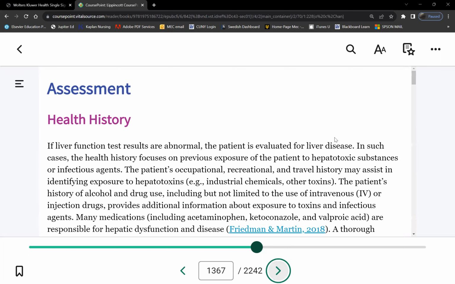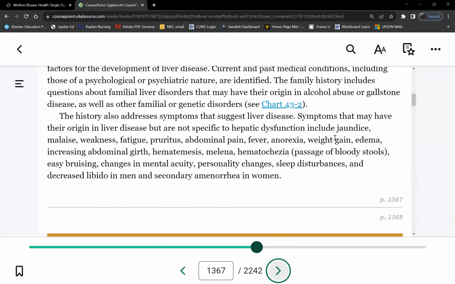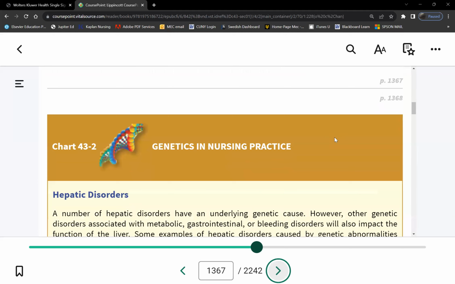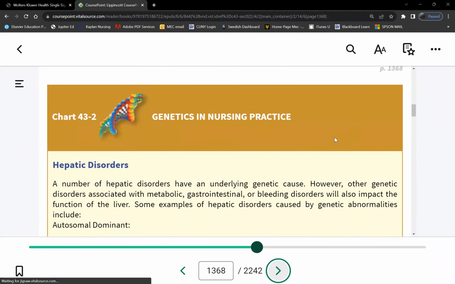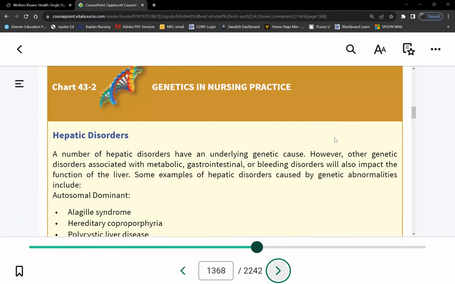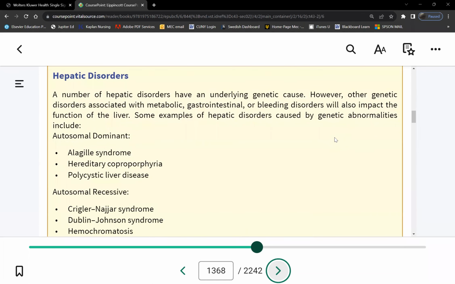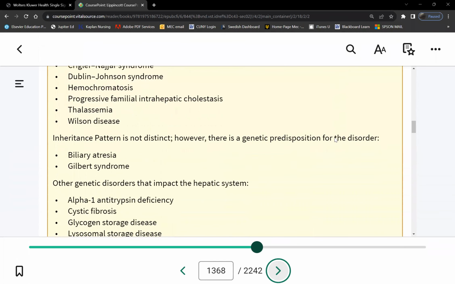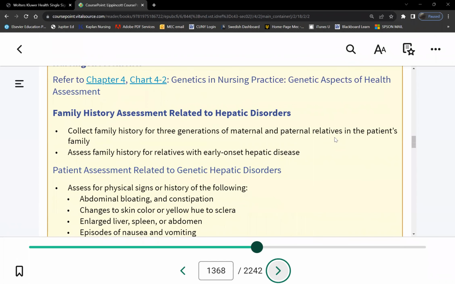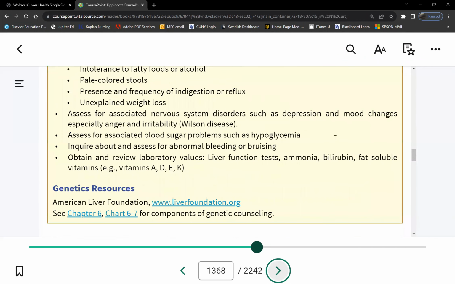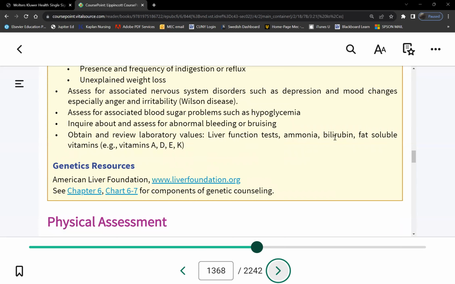So now let's begin with the assessment. So we look at the history. Number one cause of liver disease is alcohol. Okay, so that's just one though. We also have viral causes. But most common is alcohol. We call that Laennec's cirrhosis. Laennec's cirrhosis is alcohol.